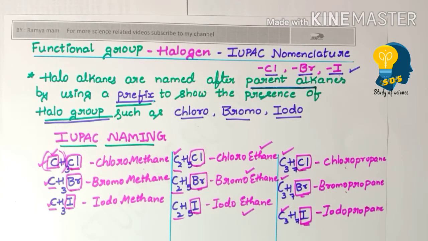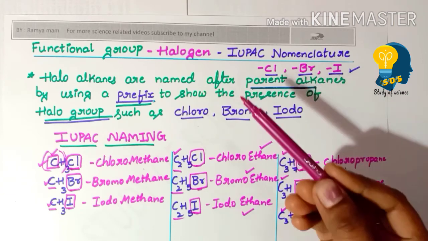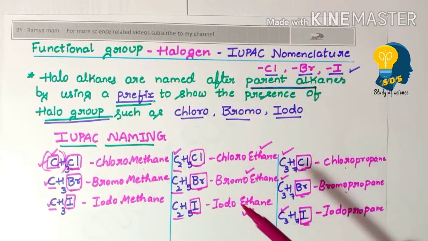This is how we write the name for the halogen group. This is how we write the IUPAC nomenclature for the group halogen. I hope I made it very clear about the halogen group.